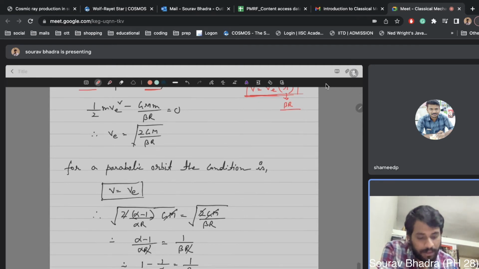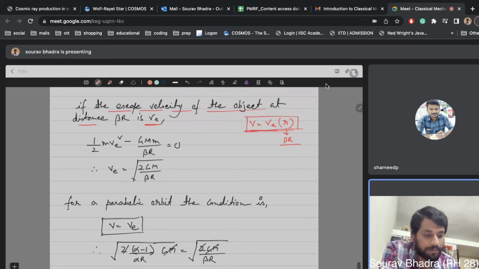Okay, so now the condition is that we have to equate our escape velocity at this position with the velocity with which it has been launched. So at beta R position, the escape velocity can be calculated using this expression: half mv square, where v is the escape velocity, minus GMm by beta R, which is the potential energy at that position beta R, equals 0. So this will give you the expression of escape velocity Ve.